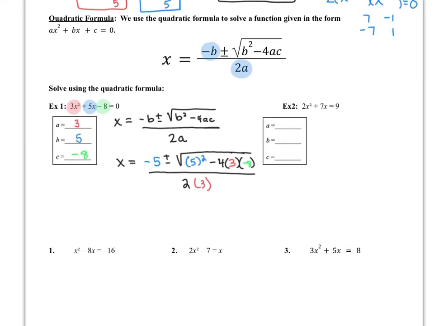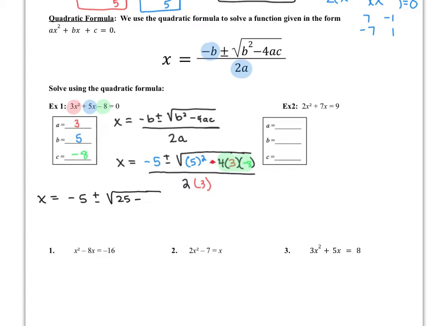So I'm going to treat my square root symbol almost like a grouping symbol, like parentheses, and so I'm going to do what's inside that first. So I'm going to bring down my x equals -5 plus or minus the square root. Now in here, I've got a lot going on. I've got exponents, so I'm definitely going to do that first. Then I've also got subtraction. And then the next thing I have inside the parentheses is multiplication of these three items.